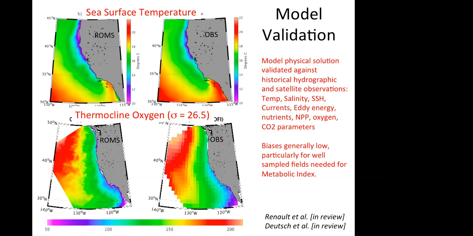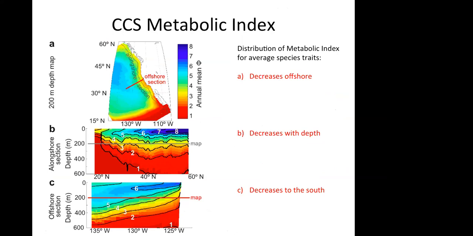This and many other aspects of model validation are, as Jim mentioned, contained in these two papers, and just showing you here the ones that are relevant for evaluating aerobic habitat. So here we're looking at the metabolic index and its distribution in the California current. You can see that the metabolic index, which is the ratio of the amount of oxygen available relative to what's needed for metabolic rates, decreases offshore.